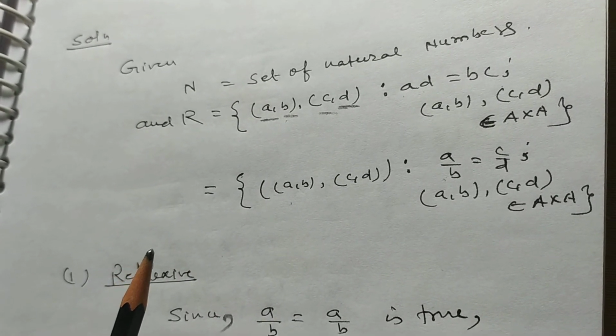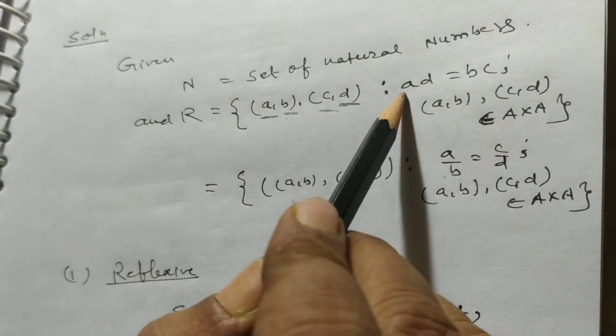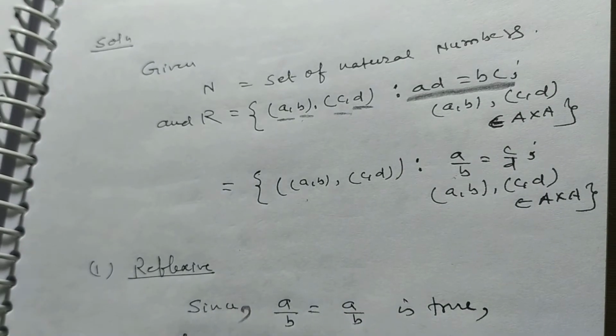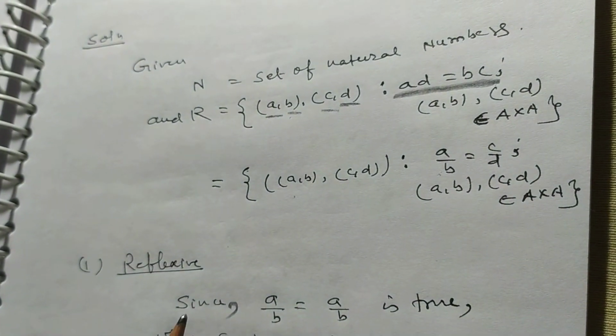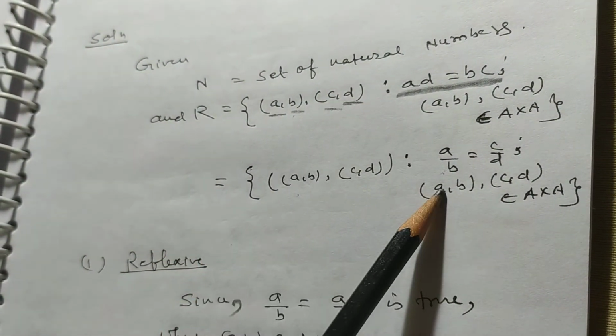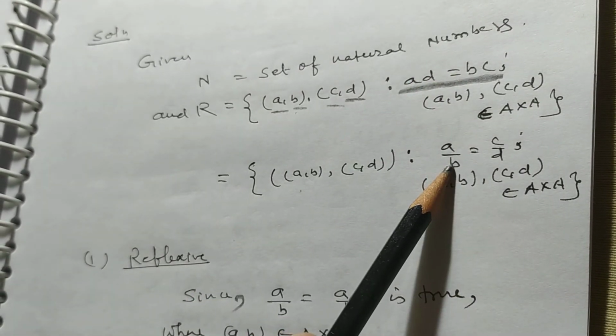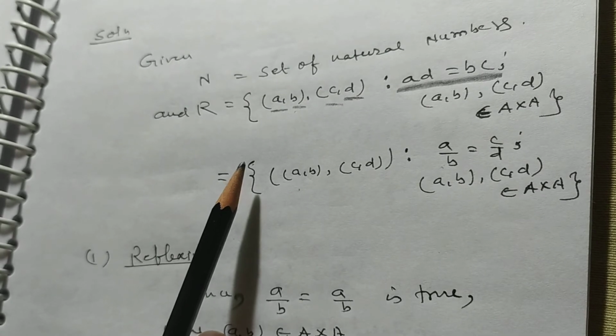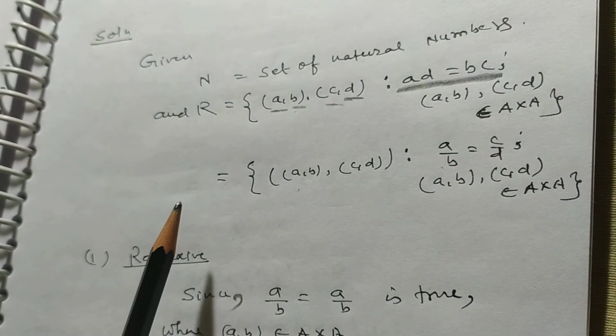What technique will you apply here? The relation is AD is equal to BC. This is given. Then you will simplify it. A by B is equal to C by D. We can rewrite it here in this way.